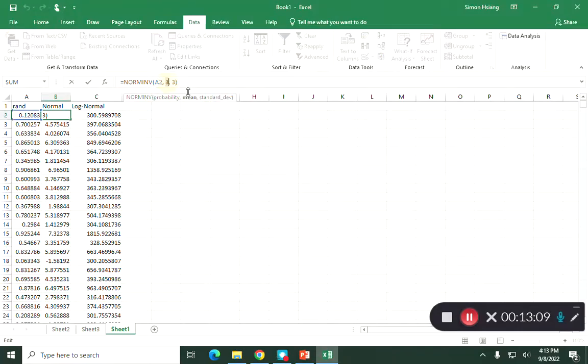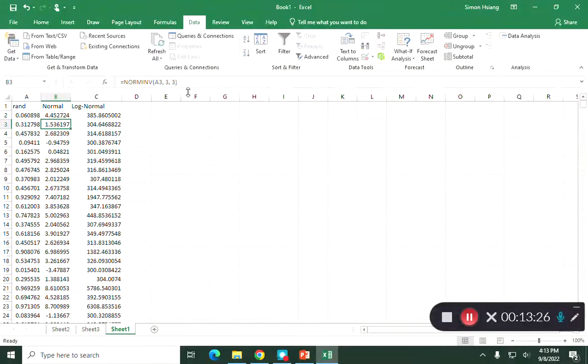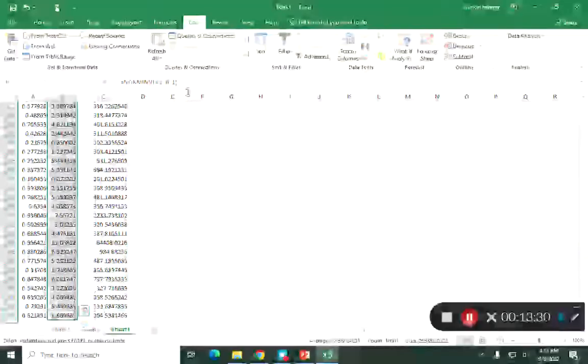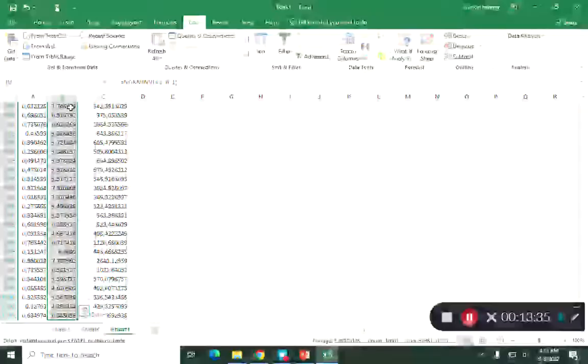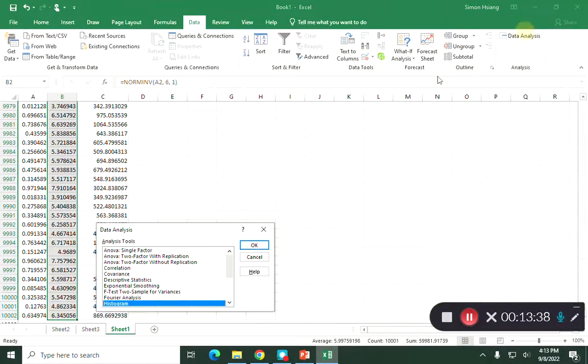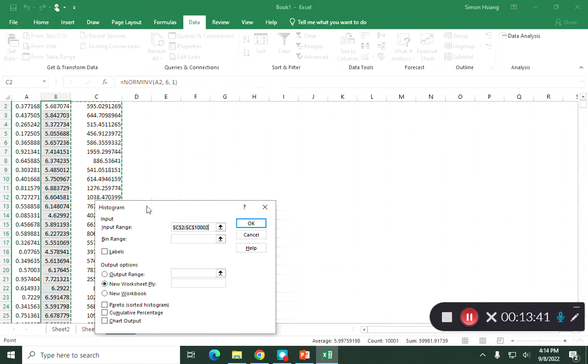Okay, how about this? 5. 3 standard deviation, plus minus, still too close. Let me do 6, and let me do 1. Okay, let's see. That will keep me small, but out of 0. Okay, data analysis, histogram. Go from B. Okay.